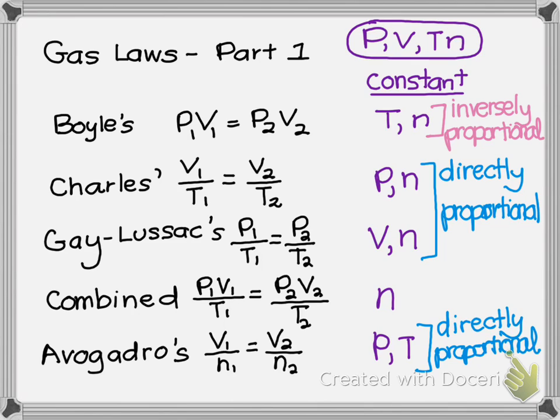And you might automatically notice the difference. Charles's, Gay-Lussac's, and the combined gas law are all set up as dividing, and Boyle's gas law is set up as multiplying. And with the multiplication, mathematically, these two things are inversely proportional. So this means as one thing increases, the other one decreases.